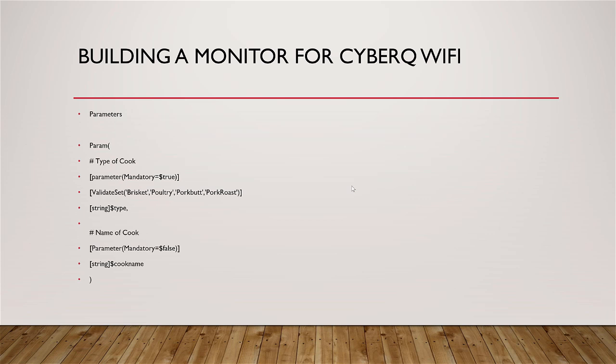One thing to consider when you're building your payload for JSON, which we send to Log Analytics, is to add in any type of data that can be defined. For instance, because I've set the type of cook, brisket, poultry, pork butt, or pork roast, I can query each one of those separately very easily with the where statement within Log Analytics.